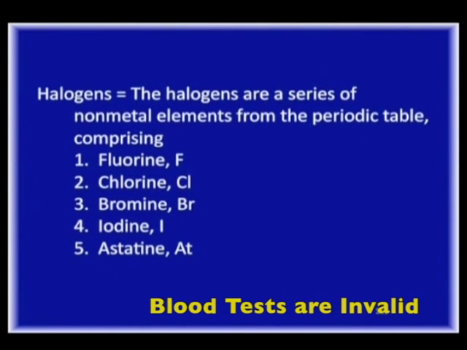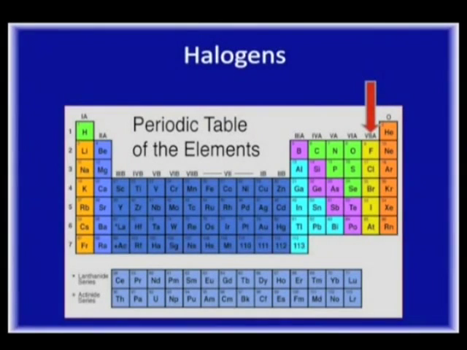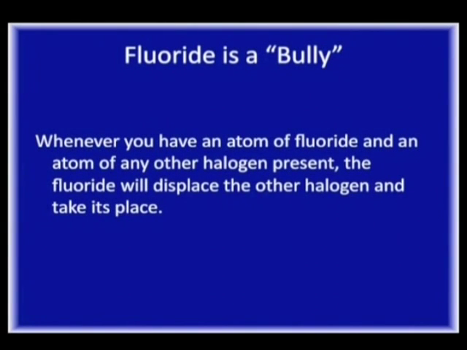Iodine is a halogen. The halogens are a series of nonmetal elements from the periodic table comprising fluorine, chlorine, bromine, iodine, and astatine. Here you can see the halogens in the periodic table going from fluorine, chlorine, bromine, iodine, and astatine. The problem is that fluoride is a bully. Whenever you have an atom of fluoride and an atom of any other halogen present, the fluoride will displace the other halogen and take its place.